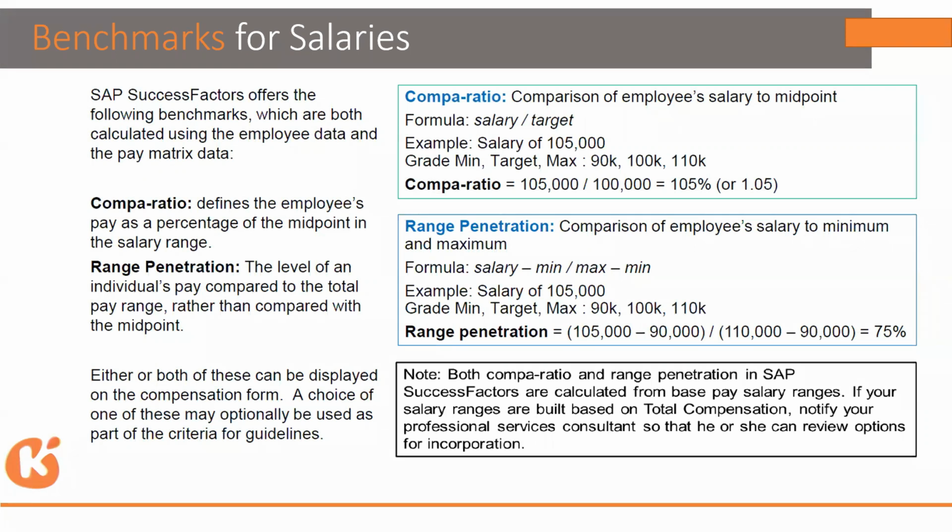When you talk about range penetration, for example, here you can see a 75% employee. You still have 25% where you can increase the employee's salary, which means you do not have to promote the employee. But when the employee reaches more than 100%, you will have to go ahead and promote. This is what range penetration and comp ratio are used for, and it is one of the very important statistics that you will compare and see.